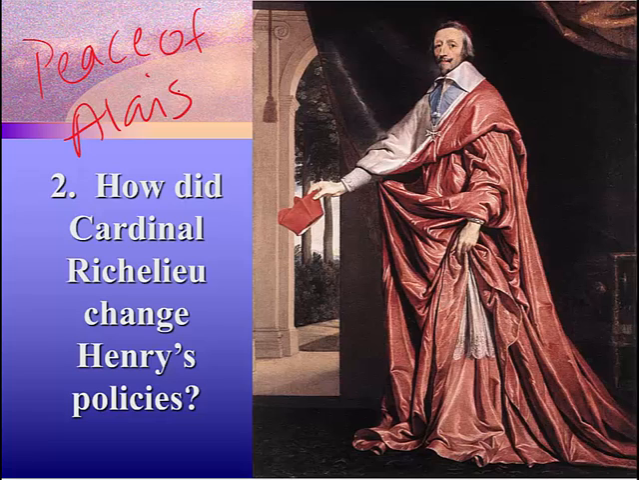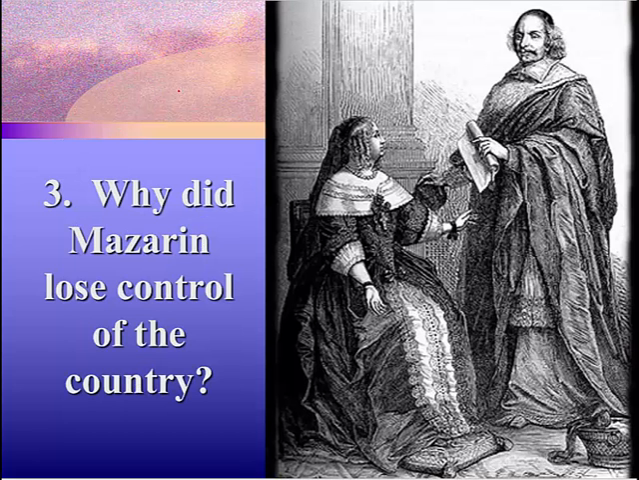Which is going to take us to this next question. Why did Mazarin lose control of the country? So Louis XIII dies young like his father. I don't exactly know how he dies, but it's not of a violent death like Henry IV. He's not assassinated, but he dies in 1643. Louis XIV is only 5 years old. So a similar idea in that he leaves a very young son to rule.